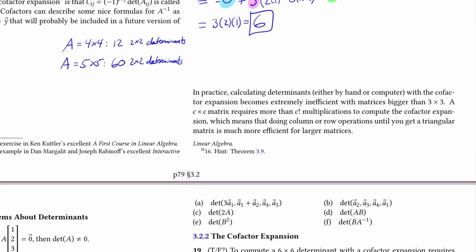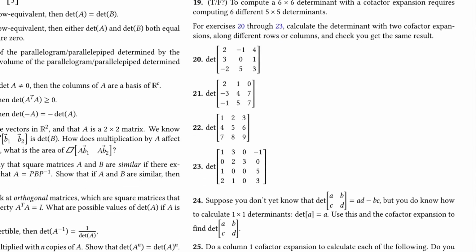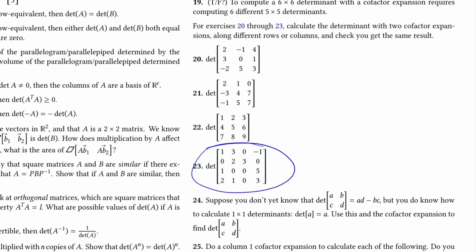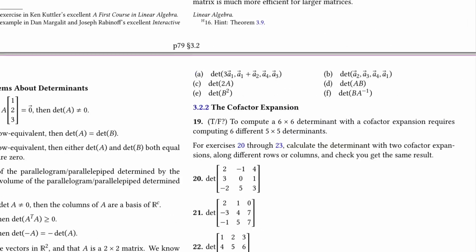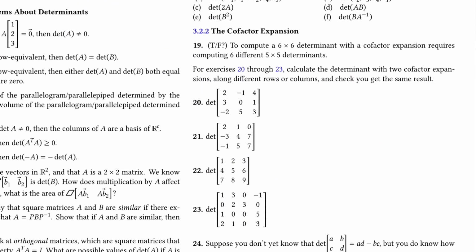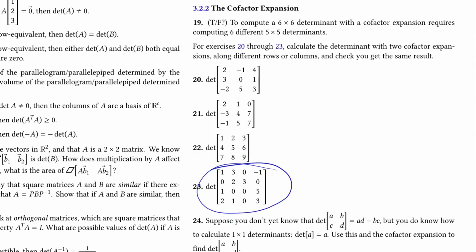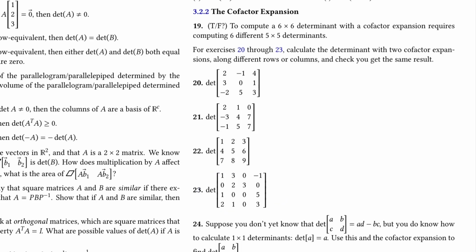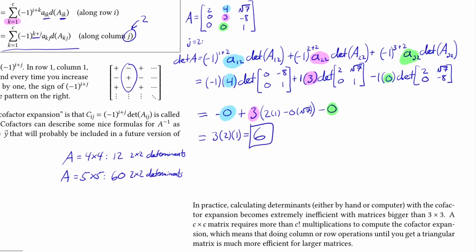So it turns out it's actually better to use column or row operations until you get a triangular matrix with larger matrices, which is the way we were doing it anyways in section 3.1. So yeah, you'll have one homework problem of doing a big determinant. And by the way, you probably want to choose, if you're doing something like this, a row or column that has numbers in it that make the arithmetic easier. Hint, hint.